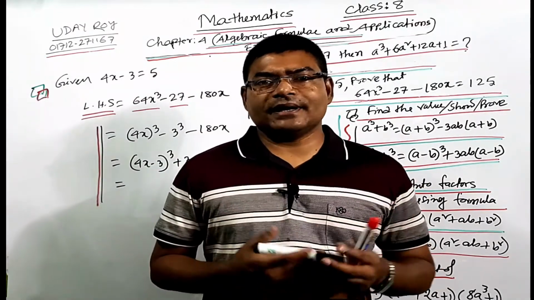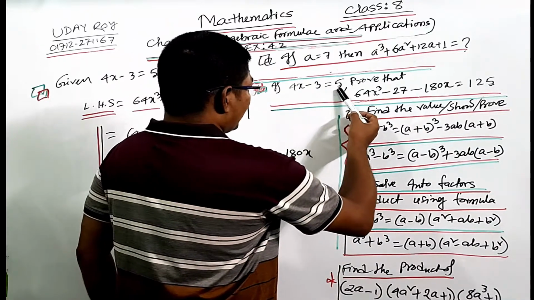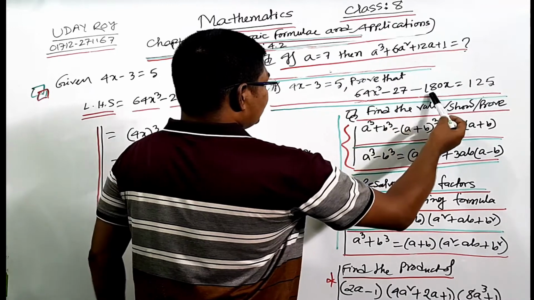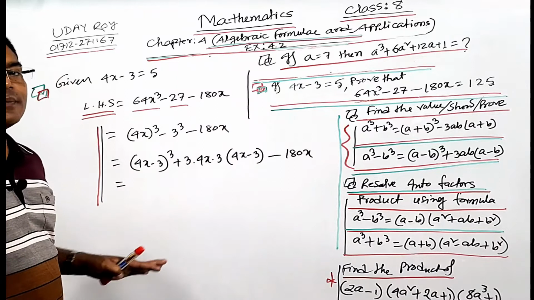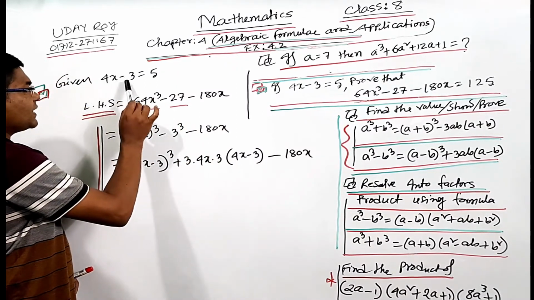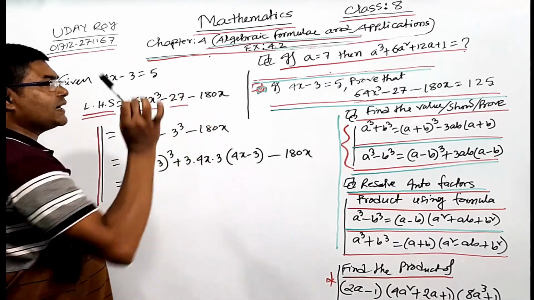This is also very important maths for you. So here is 4x minus 3 equal to 5. Prove that 64x cube minus 27 minus 180x equal to 125. This maths and previous maths are same. So at least you have to write given 4x minus 3 equal to 5. 64x cube minus 27 minus 180x.